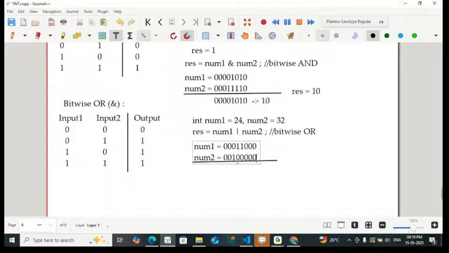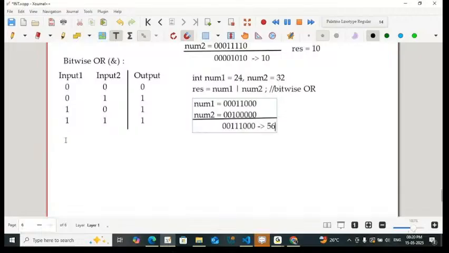Okay. Now we are going to perform OR. So here 0 OR with 0 is 0. Like the 0 OR with 0 is 0. Then this is a 0. This is 1, 1, 1, 0, 0, 0. So how much is this? This is 56. Okay. So 32 plus 24. This will be 56. That is bitwise OR.